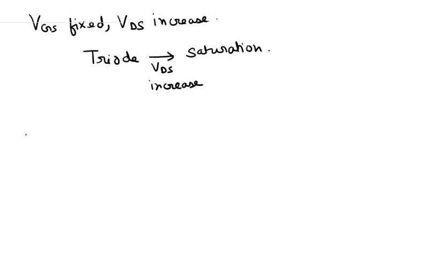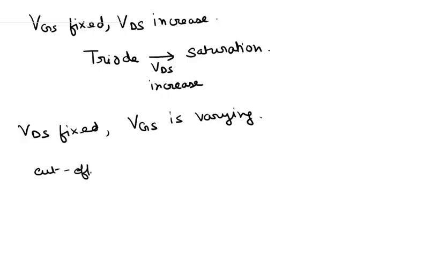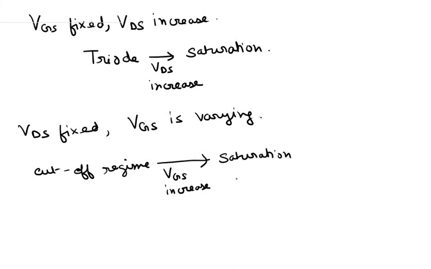On the other hand, if VDS is fixed and greater than 0, and VGS is varying and increasing from 0, in that case initially when VGS equals 0, we have the cutoff regime, and then as we increase VGS, we reach the saturation regime, and then when we further increase VGS, we reach the triode regime.